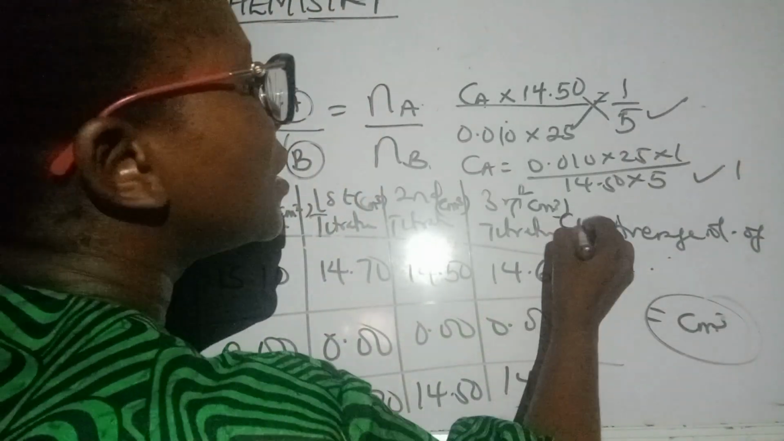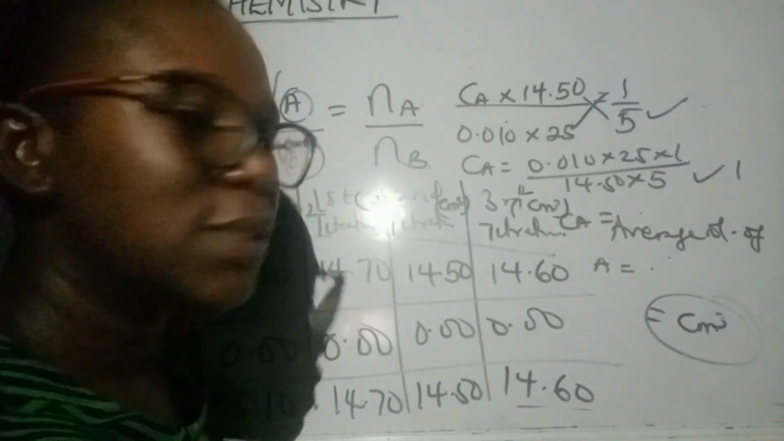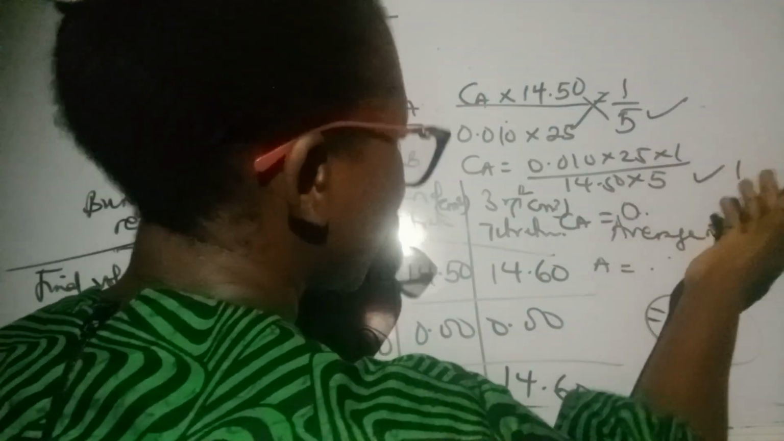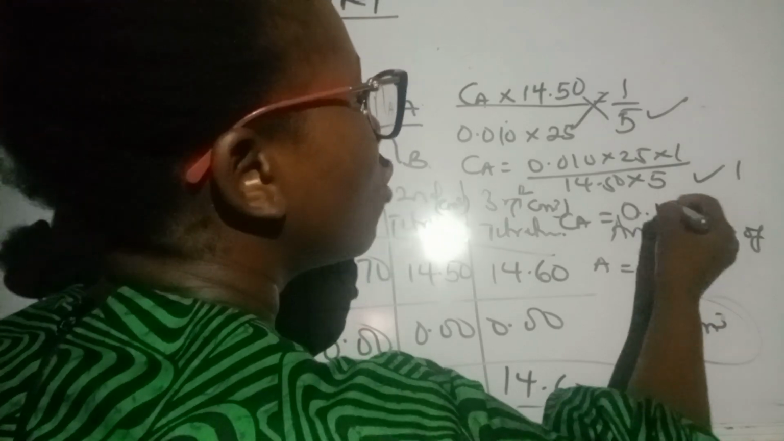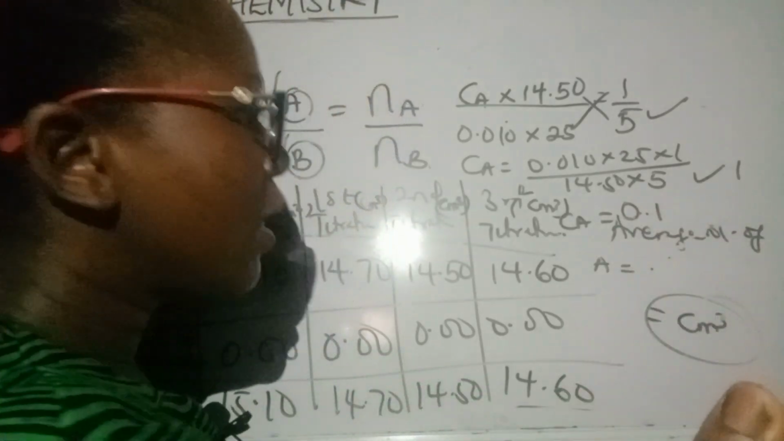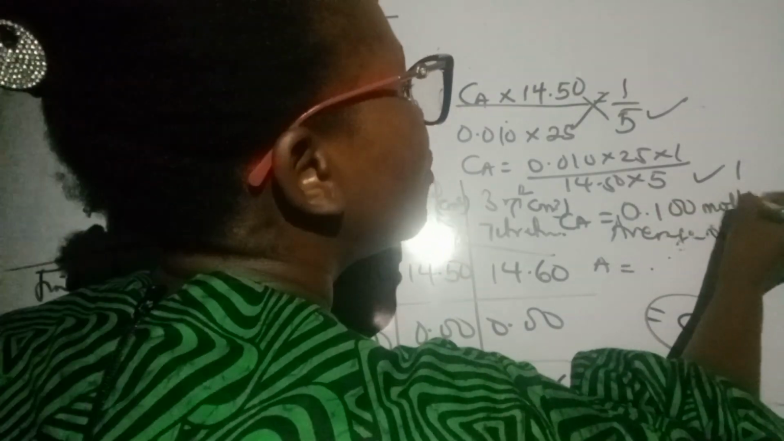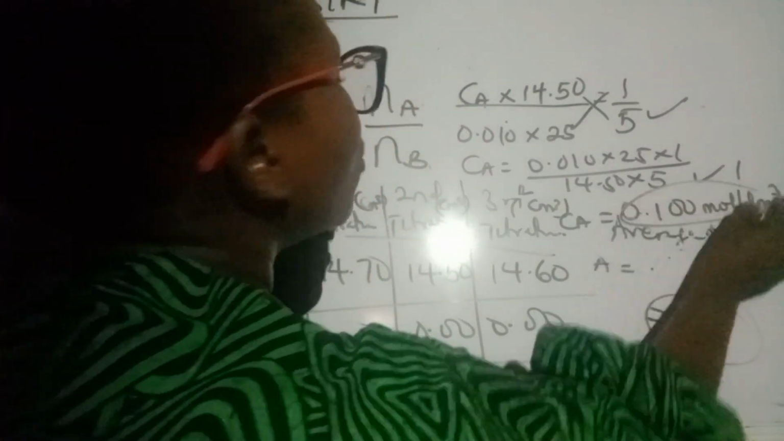Then the next one is getting the final answer correct to 2 decimal places. If your answer is, I'm just imagining, I'm not using a calculator, 0.101, or 0.1. If that is your final answer, your answer will be 0.100, and it must be mole per dm cube if you are calculating molar concentration.